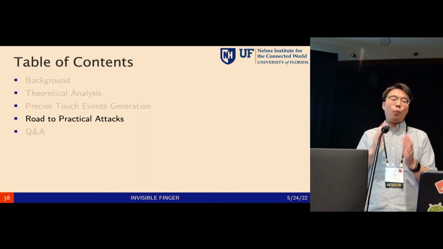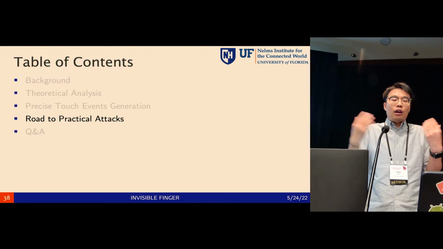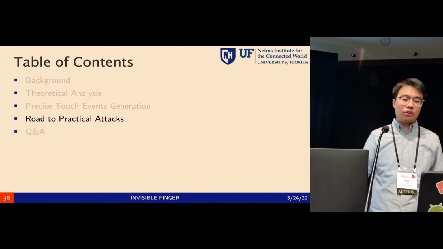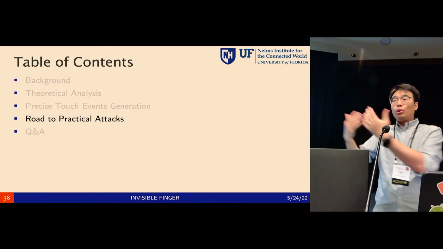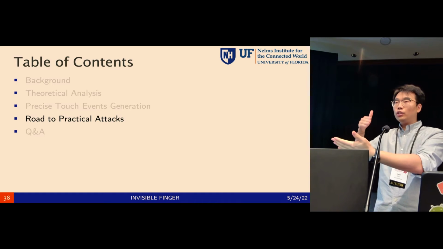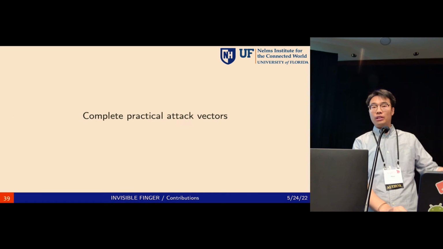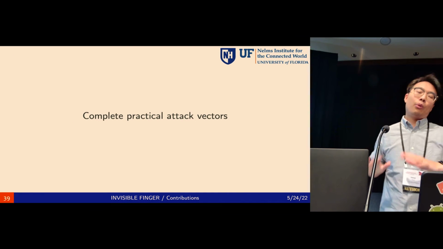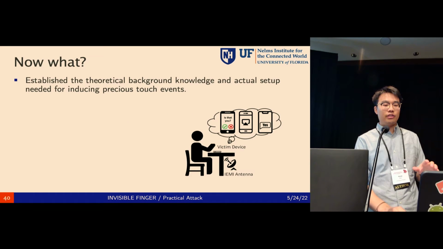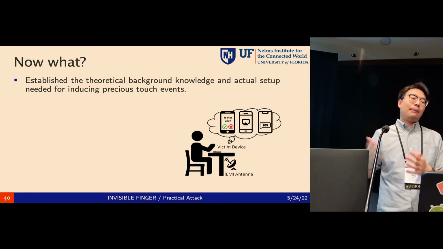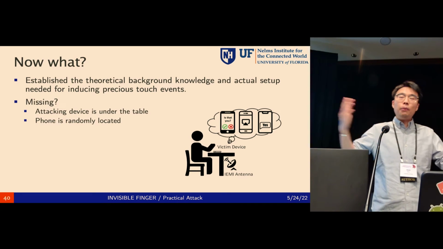So now we have a way to know what kind of EMI signal we want to use to perform touch event injection. And we can also perform tap, press, and omnidirectional swipe and things like that with such signals. But everything is done by us just looking into the device and using our antenna to inject the touch event, right? So we're not even close to actually using this attack in a real scenario. So this is our third contribution. We present complete practical attack vectors. Now we have established the theoretical background knowledge and the actual setup to induce the touch event, but we're still missing a really important part, right?